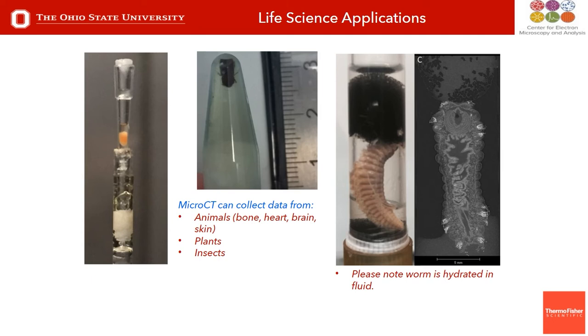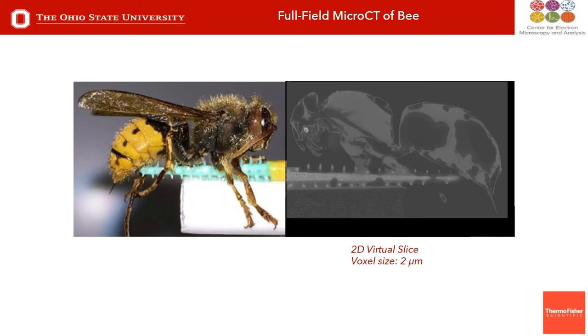So we've looked at bone and heart and brain. You can look at skin. Plants and insects work very well, so we do quite a bit of work with entomology engineers or scientists. And so if you're in the life science application, realize that there's quite a bit that can be done here. And due to the low density and the nature of the material, it works very well. And so I want to talk a little bit about some work we do with a scientist named Hong Mei.